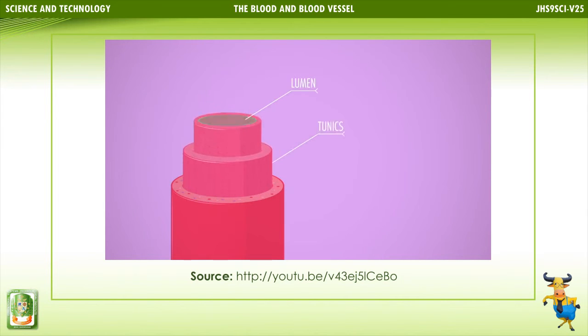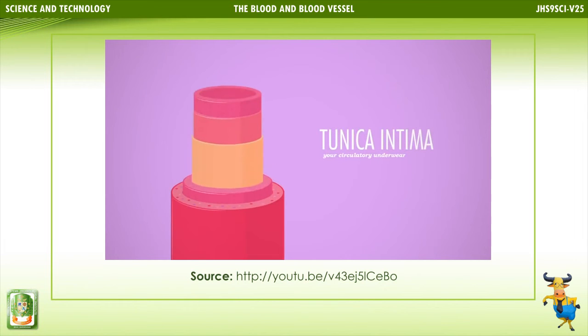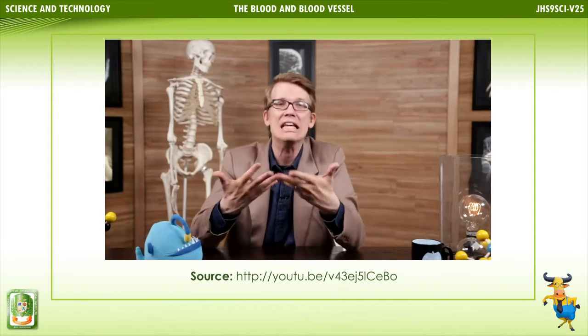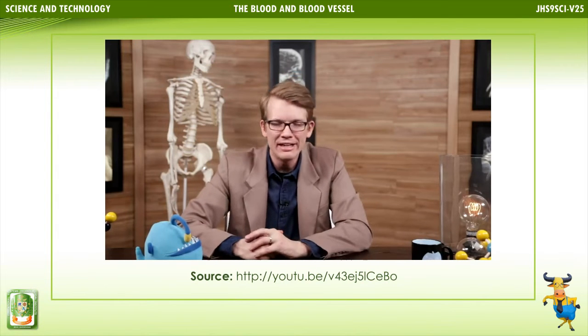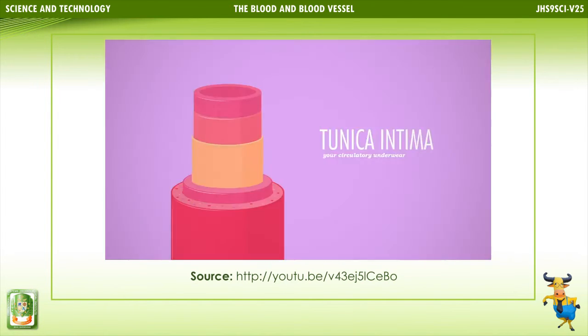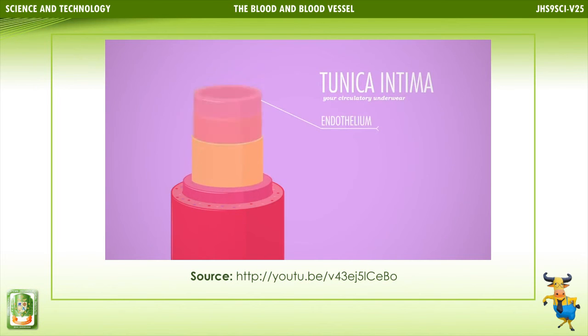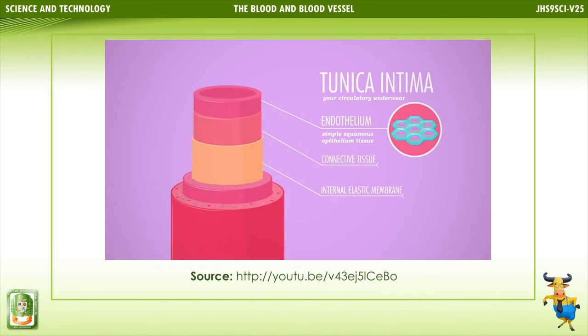Anatomists call these layers tunics, and the innermost section is called the tunica intima, which should be pretty easy to remember because, you know, it has intimate contact with the lumen. It's like your circulatory underpants. The cool thing about this layer is that it contains the endothelium, which you may remember is made up of simple squamous epithelium tissue and is continuous with the lining of the heart. These cells form a slick surface that helps the blood move without friction.